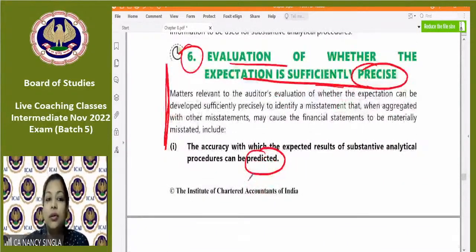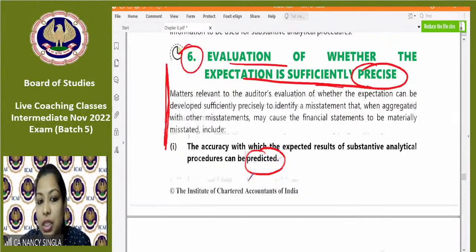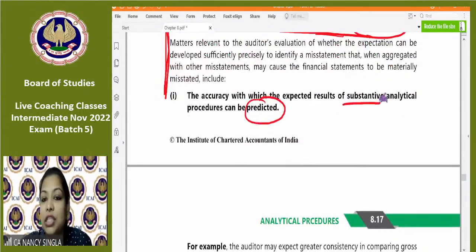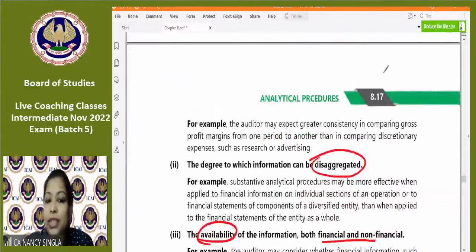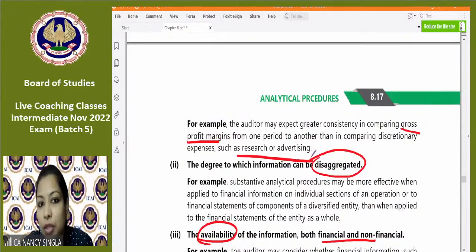Evaluation. So the auditor will see whether he can develop an expectation here, and whether an expectation which is sufficiently precise can be developed or not. It depends upon various factors, which are the accuracy with which expected results of substantive analytical procedures can be predicted. Now, you all know the example that gross profit margins you can predict, but research and advertisement you cannot. So you can write that in your language now.